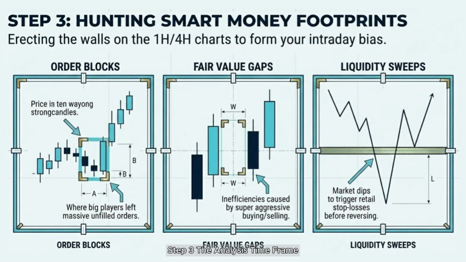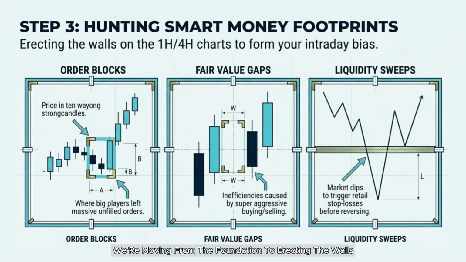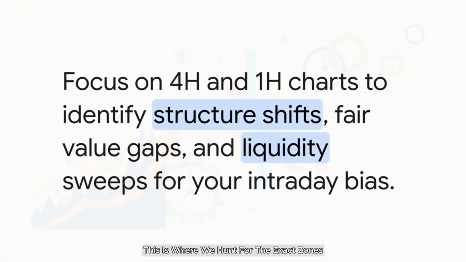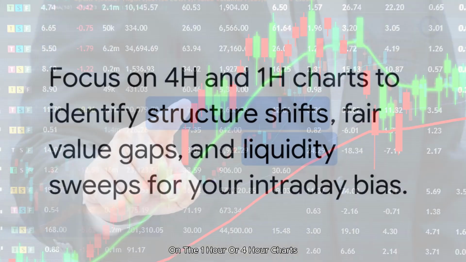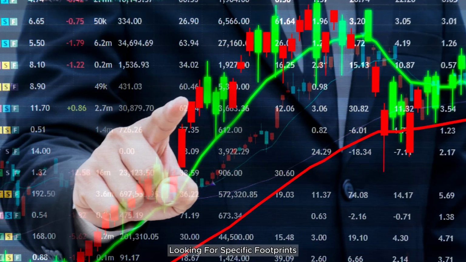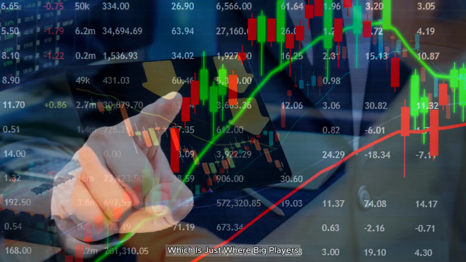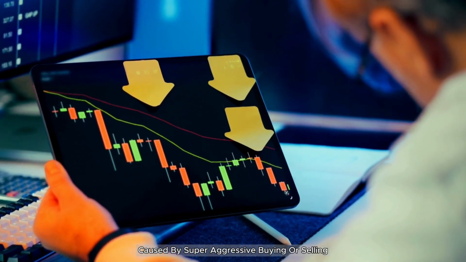Step 3, the analysis timeframe. Now we're moving from the foundation to erecting the walls. Now, the fun begins. This is where we hunt for the exact zones where smart money operates. On the 1-hour or 4-hour charts, we're basically playing detective, looking for specific footprints. We're searching for order blocks, which is just where big players left unfilled orders, or fair value gaps caused by super aggressive buying or selling.